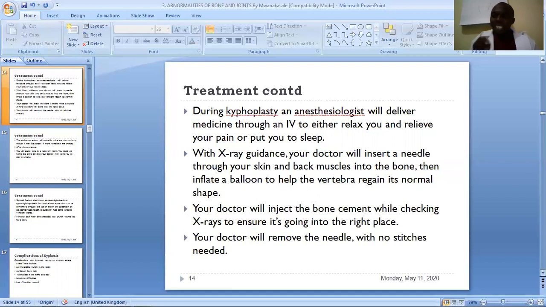What is being pushed there? It is the bone cement, through the kyphoplast balloon catheter that helps to lift up the damaged vertebrae. So in simpler terms, we are saying your doctor will inject the bone cement while checking the x-ray for easy guidance and to ensure it's going into the right place. Your doctor will remove the needle with no stitches needed after the procedure.